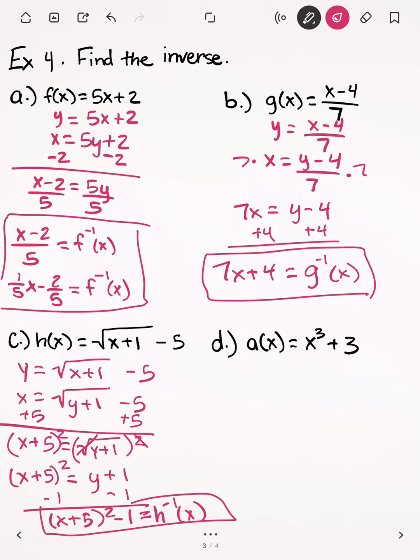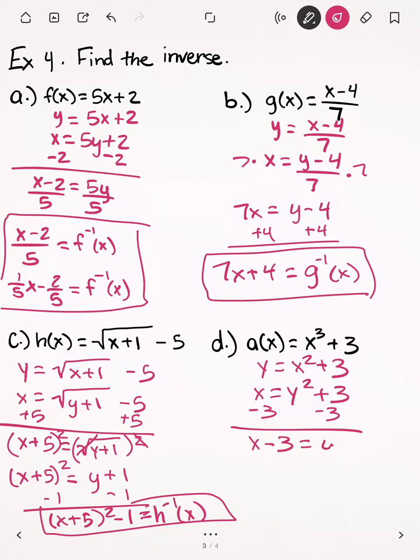Our last example, D, again, I'm switching the a of x to y. It doesn't matter what letter it is, f of x, g of x, h of x, a of x. They all represent y. So I keep changing them to y. So again, step 1, we switch our x and our y. And then I solve for y. So I'm going to subtract 3 from both sides. I get x minus 3 equals y cubed. The exponents should be a 3. Apologize for that.